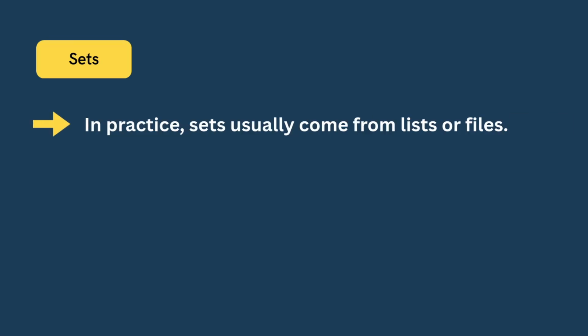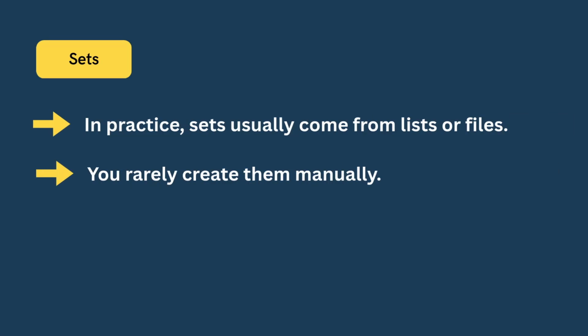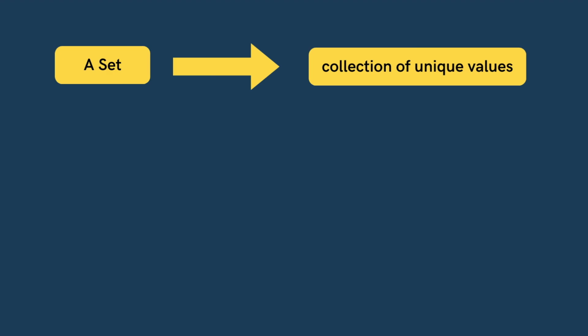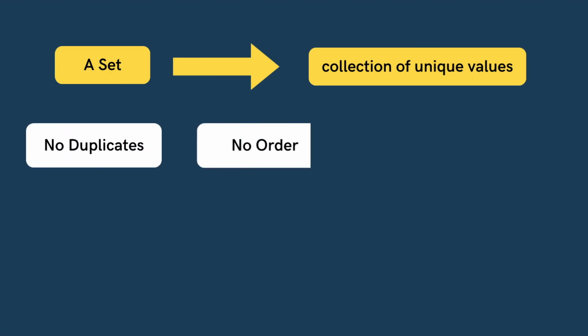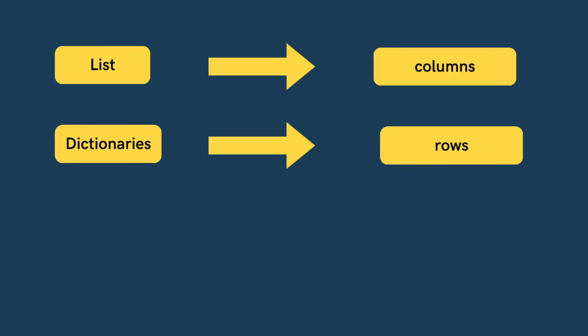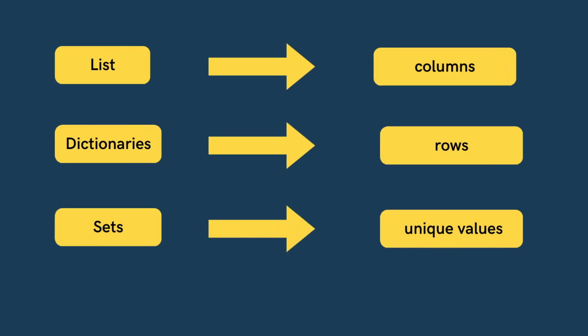In practice, sets usually come from lists or files. You rarely create them manually. They are used as a tool, not as raw input. A set represents a collection of unique values: no duplicates, no order, and fast membership checks. Lists feel like columns, dictionaries feel like rows, sets feel like unique keys or unique values.